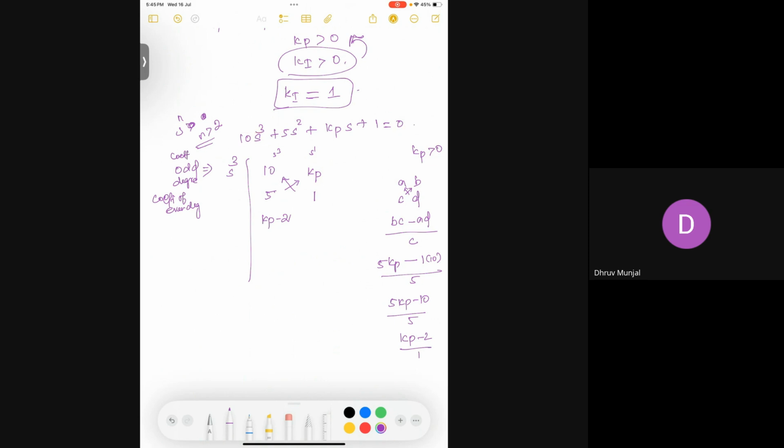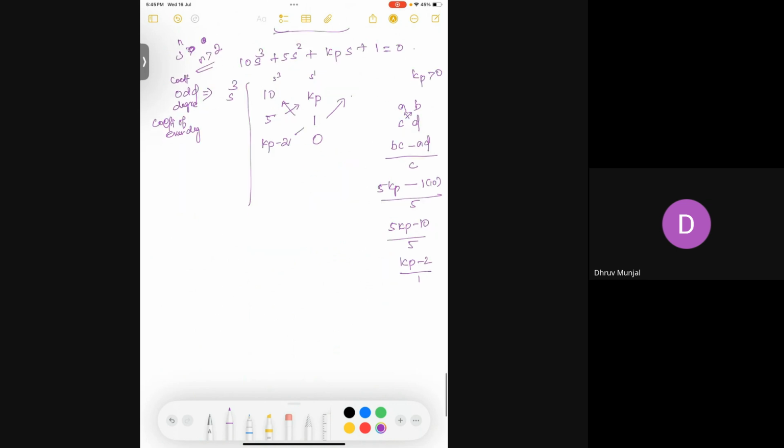Good. Now, there is nothing to do operation here, right? So I am just putting 0 here. Now I have ABCD format. Again, I am going to multiply this with this and subtract this with this. Kp minus 2 into 1 minus 5 into 0. So this by Kp minus 2. This will give you 1. So I'm going to write 1 here. Since there isn't anything, I'm going to write 0 here.